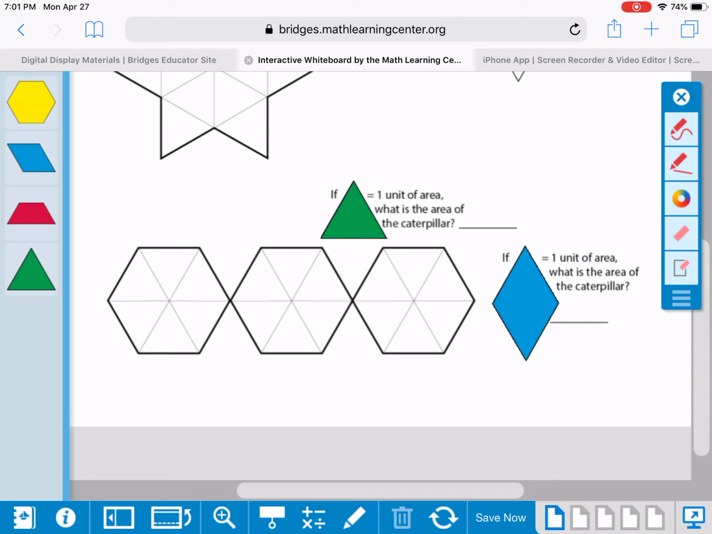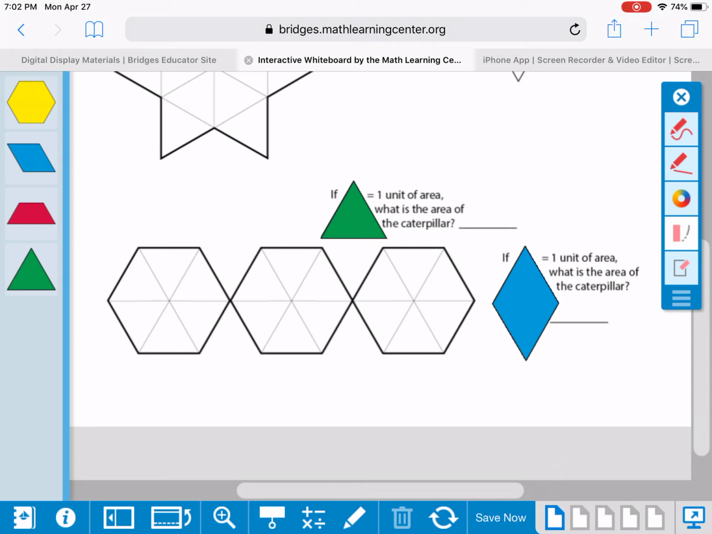I notice right away that there are 3 large parts to this caterpillar. And I know that those large parts, those shapes, are called hexagons. So that's one thing I already notice. Another thing that I notice about this caterpillar is that there are lines inside of my caterpillar breaking up each of those larger shapes into different triangles. So that's another thing that I notice.